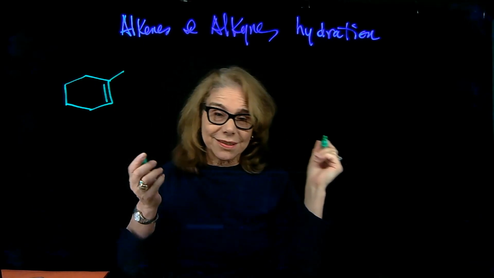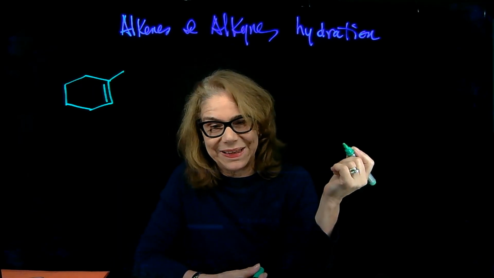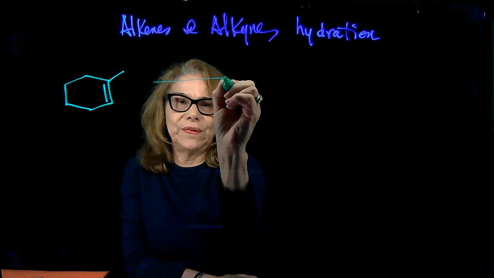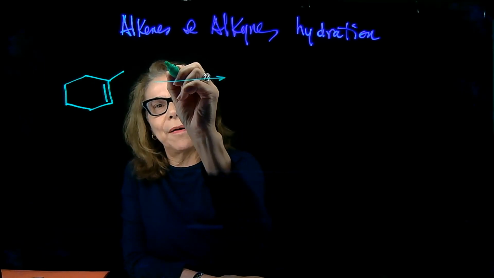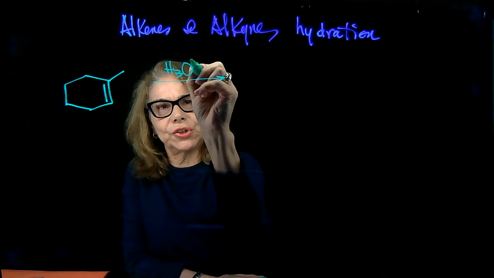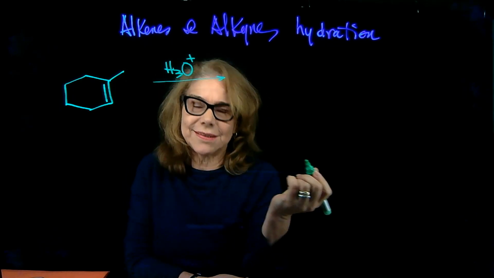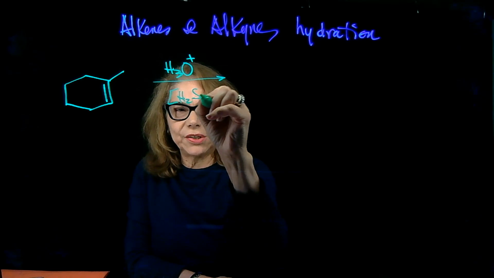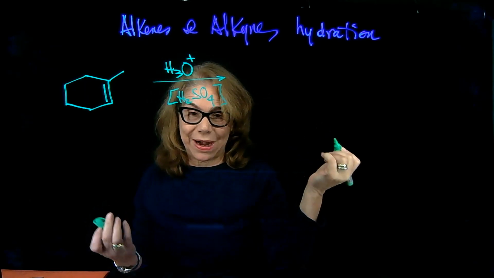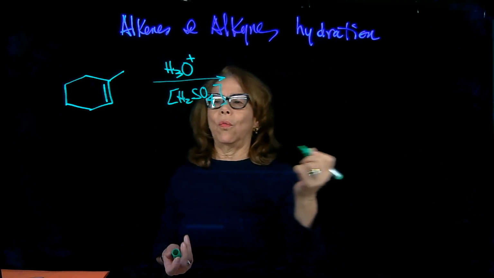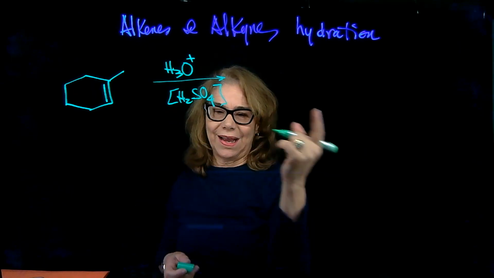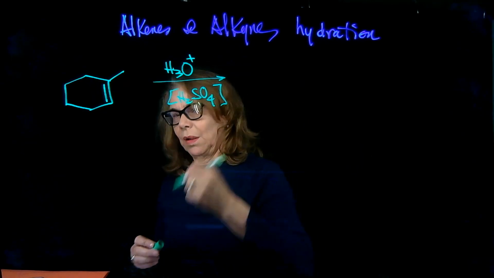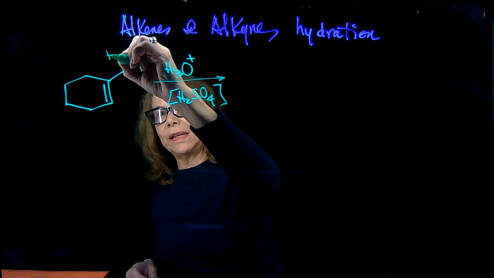So the mechanism is similar to what we observed in the hydrohalogenation. Here you will see, for example, one condition is diluted acid, but you can also see this as your reagent, sulfuric acid, in brackets, diluted. So what happens in the hydration is similar to the mechanism that we studied in hydrohalogenation.